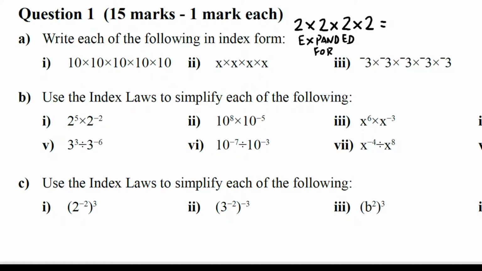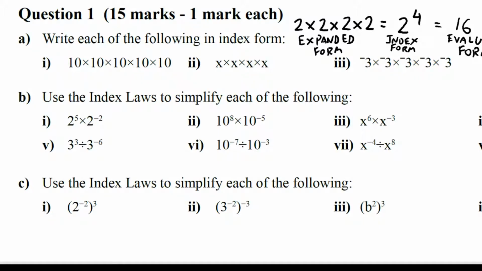Expanded form. And index form is going to be 2 to the power of 4. Okay, so that's index form. Index form and evaluated form. So 2 times 2 is 4. 4 times 2 is 8. 8 times 2 is 16. So evaluated form.